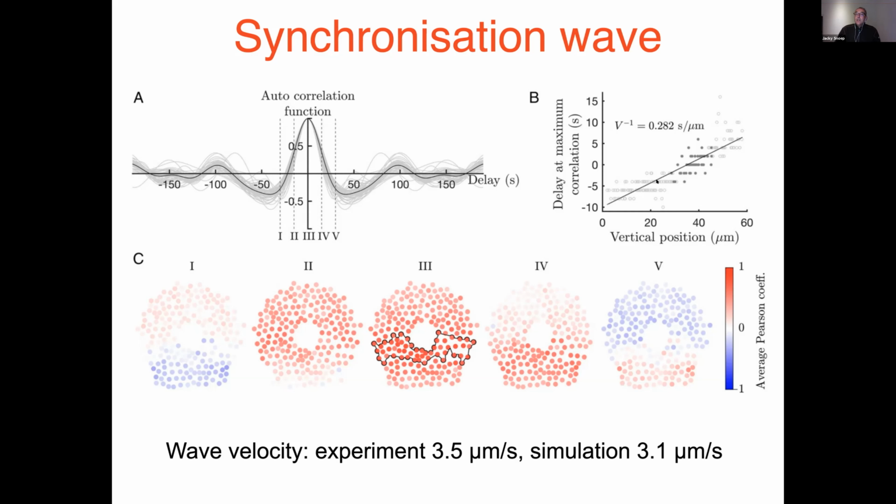And then what was interesting is to look at the wave velocity. That's shown here as a 1/v, which I actually calculated here. So the wave velocity in the experiment was 3.5 micrometers per second, while in the simulation, so completely independent, this is just the same model that we derived earlier, it is 3.1, which we found fairly nice in agreement.